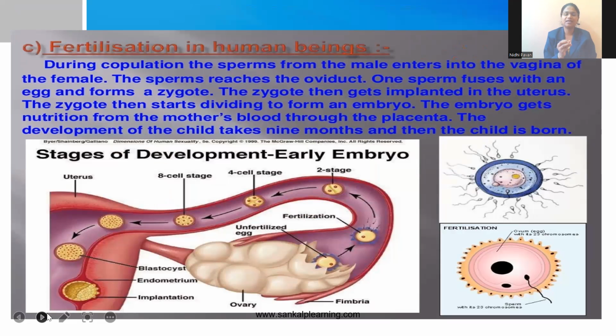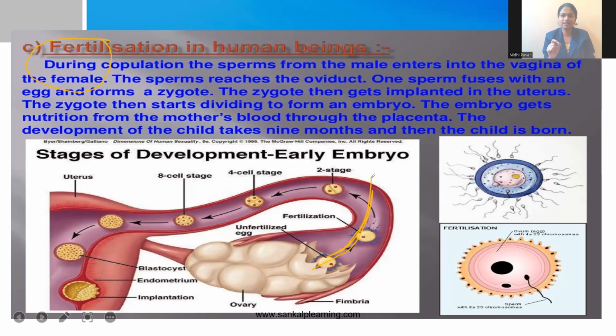During copulation, or sexual intercourse, the male reproductive cell, that is the sperm, enters the vagina of a female. Then it enters the body of the female, and the sperms reach the egg. The sperm reaches the oviduct. Oviduct means fallopian tube. Then one sperm fuses with an egg.